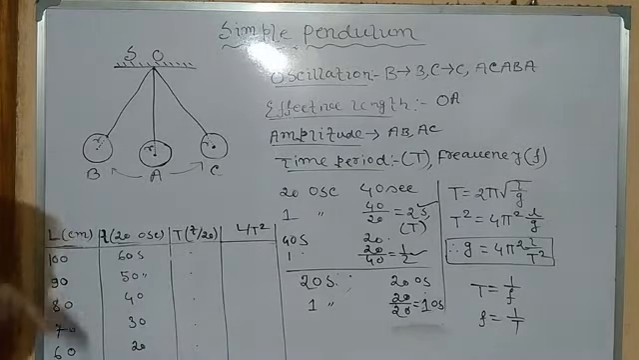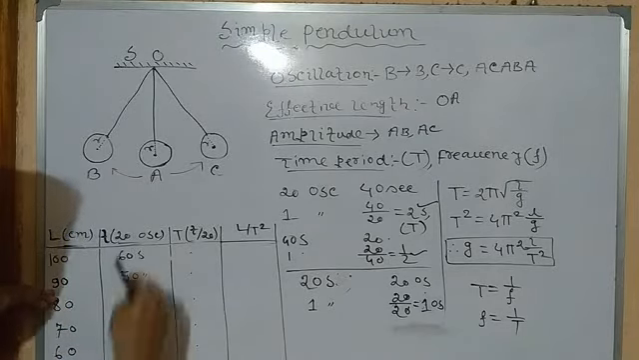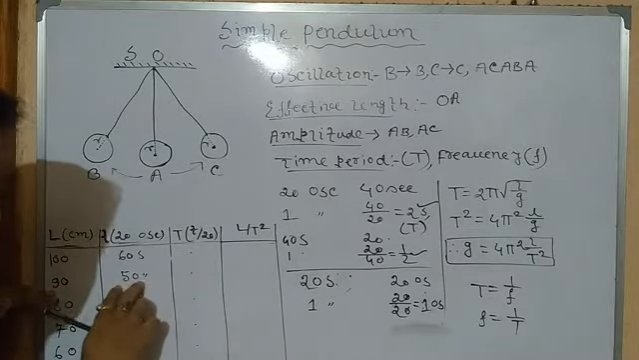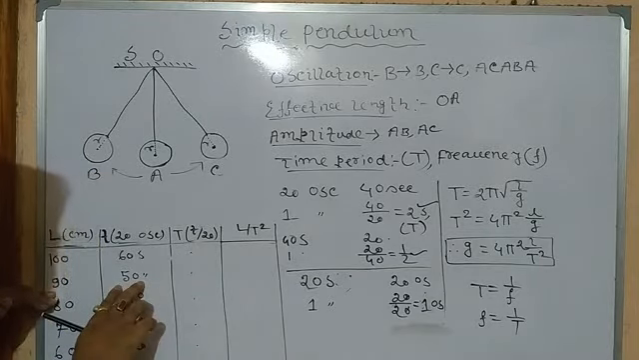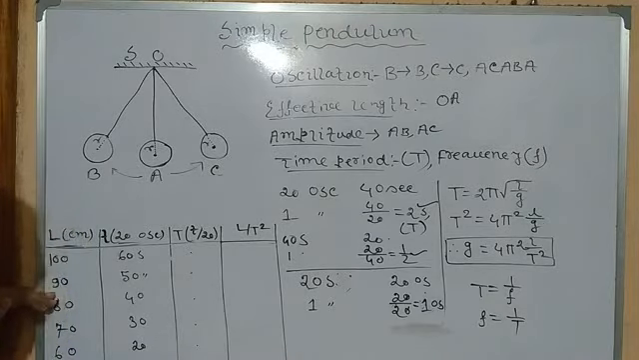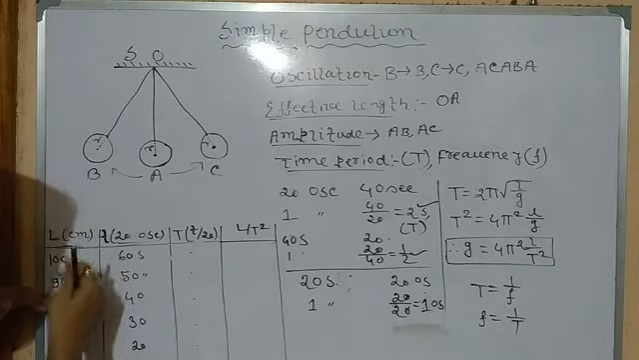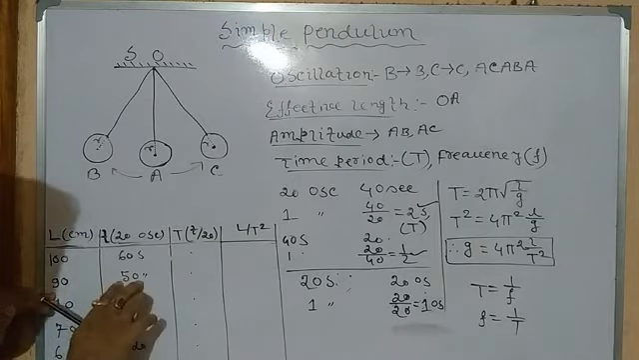In the same way we will reduce the length by 10 centimeter, then we will make it 90. Then we will again take the required time for 20 oscillations. We will not decrease or increase the number of oscillations. The number of oscillations is the same. Since the length is varying, that's why the time is varying. Clear? So let it be 50.